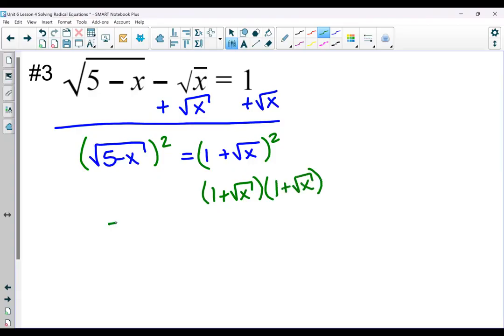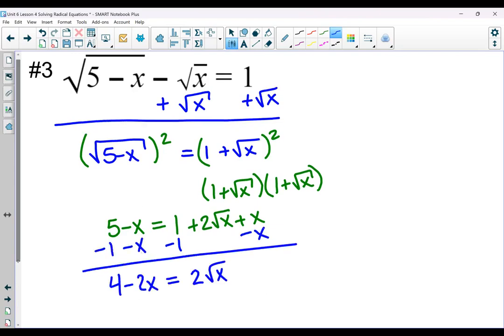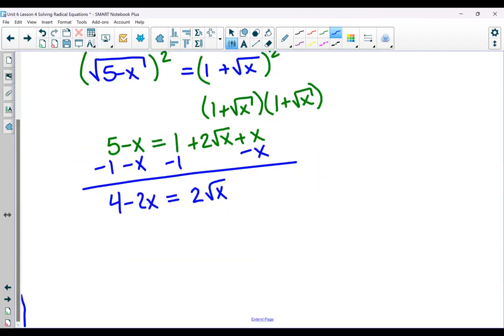So on our left-hand side, the radicand would fall out. Our right-hand side, after FOILing, we would get this. I still have a radical in there, so I'm going to have to go through the process of isolating the radical again. My first moves for that would be to subtract 1 from both sides and subtract x from both sides, resulting in this equation.